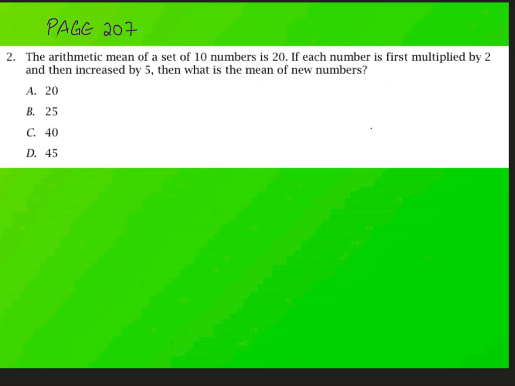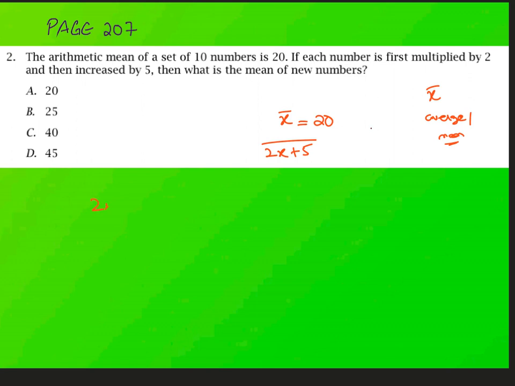Now what we have is the mean of 10 numbers, which is 20. Given this information, they're saying find the mean if each number is first multiplied by 2 and then increased by 5. Basically they're saying you have to find the mean of this. The bar is for mean. X bar means the average or the mean.